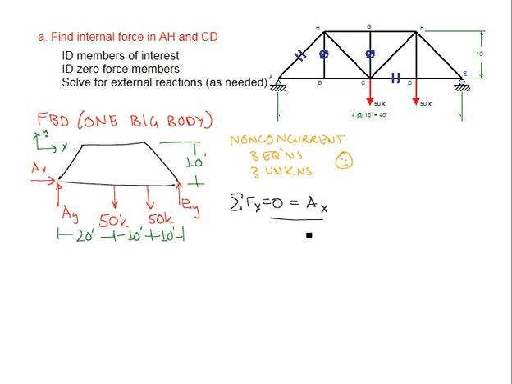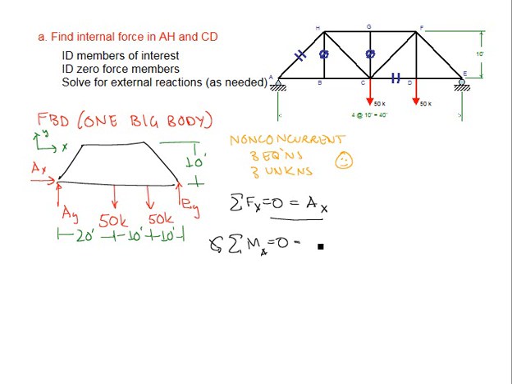Now we could then sum forces in the Y, but in that case we would have 2 unknowns, EY and AY, so it would be wise to sum moments about a point. And in this case, let's sum moments about point A, set that equal to 0. We'll assume counterclockwise is positive. Summing moments about A will just work from the left to right.